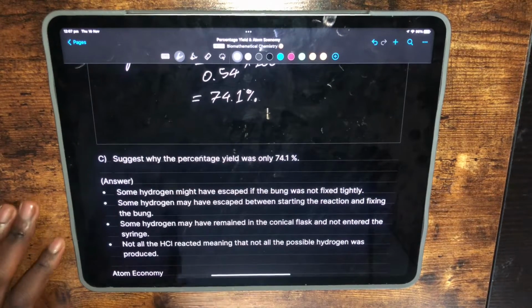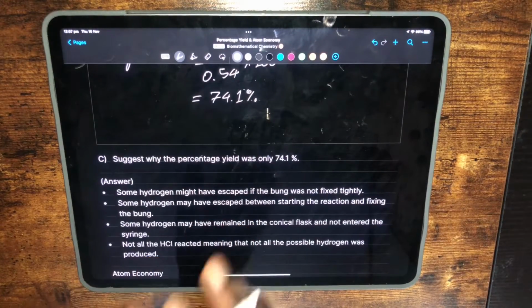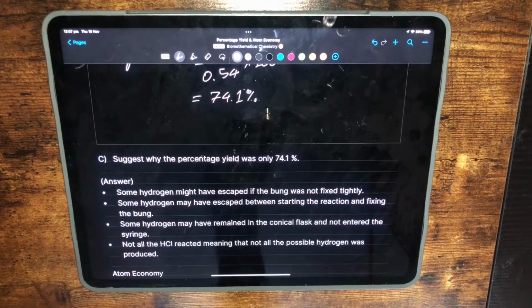Some hydrogen may have remained in the conical flask, because remember you put a pipe on your bung to connect and funnel your gas over, but some of it may still be in your conical flask, may not have funneled over, and not all of the HCl would have reacted. So this is an incomplete reaction. Not all the HCl reacted, meaning that not all the possible hydrogen was produced.